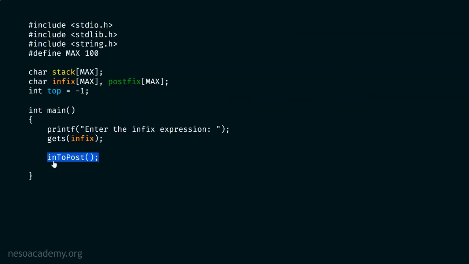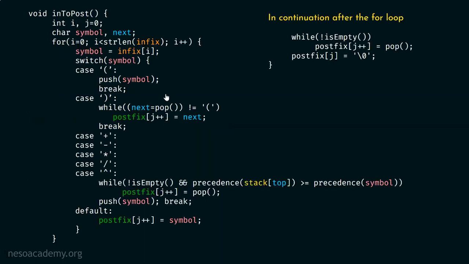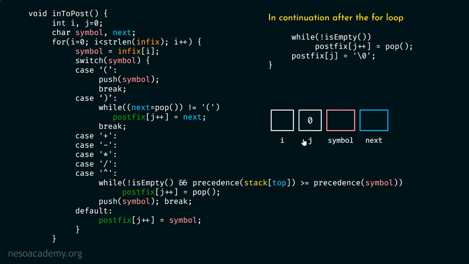Now we will simply call this into_post function for the purpose of converting the infix expression to its postfix form, right? Now in this into_post function, these 4 variables will be declared: i, j, symbol and next. After this we have a for loop, and here i is initialized to 0, right? After this we'll check this condition: is i less than strlen of infix? That means we are checking whether i is less than the string length of the infix array or not.